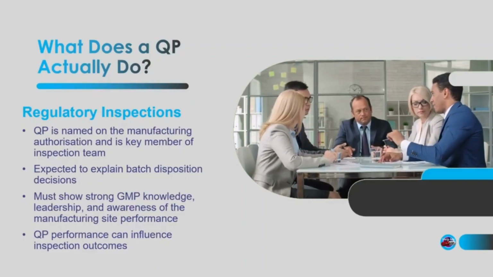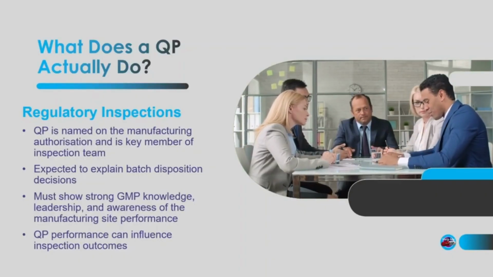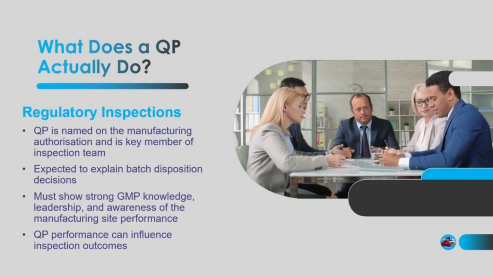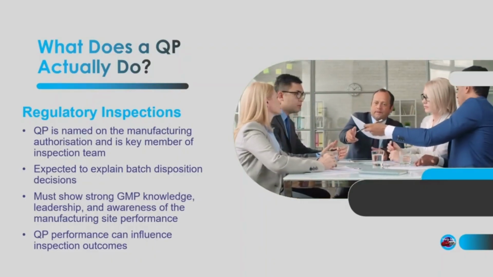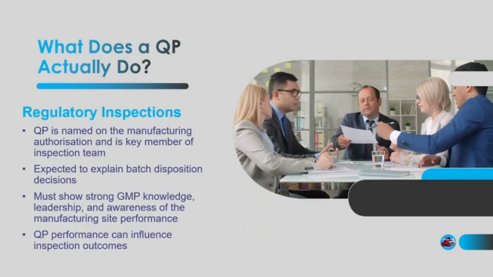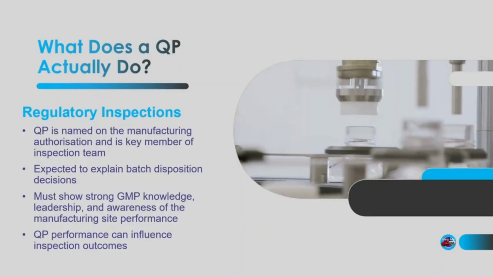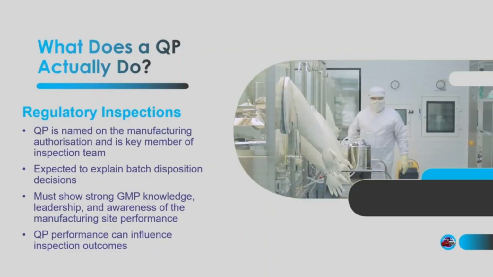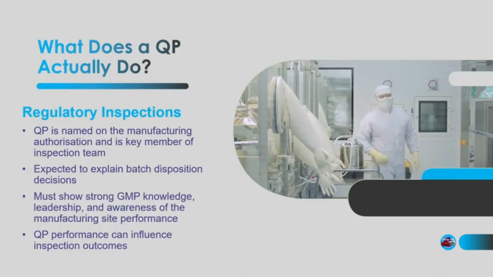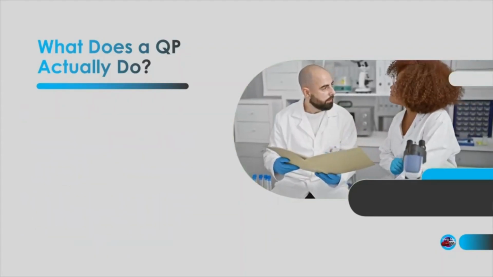And trust me, inspectors can smell indecision or hesitation a mile away. They'll expect QPs to be sharp and be able to defend their batch release decision based on evidence documented in the quality system. But it's not just about individual batches.